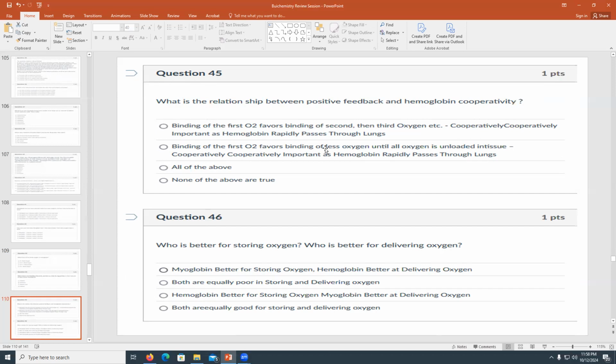So binding of oxygen does not bind less. That's in the tissue. So letting go of the first oxygen will lead to letting go of more oxygen. That's also a form of cooperativity. But in the lung, the more oxygen you add, the less T you're going to get, the more R you're going to become. Who is better for storing oxygen? Myoglobin is better for storing oxygen. Hemoglobin is better for delivering oxygen.